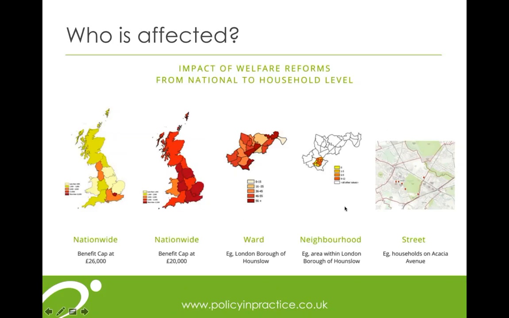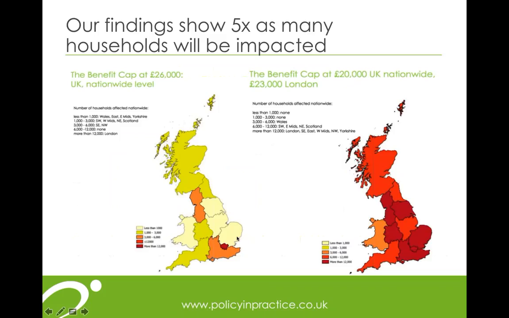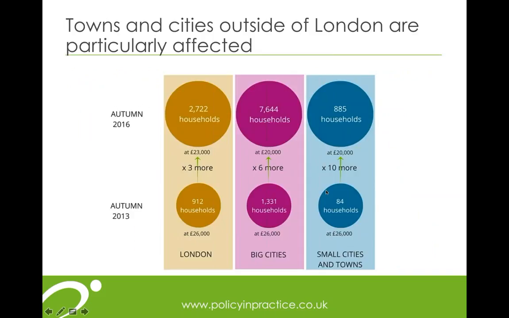We'll be talking a bit about how we can help you to understand that locally. But our analysis finds that across the UK, 5 times as many households will be impacted by the lower benefit cap. You can see this is the impact today. It's only London that's red and most significantly impacted. Whereas in the future, many parts of the UK are a much darker shade. So many more households will be affected. Towns and cities outside of London are particularly affected.